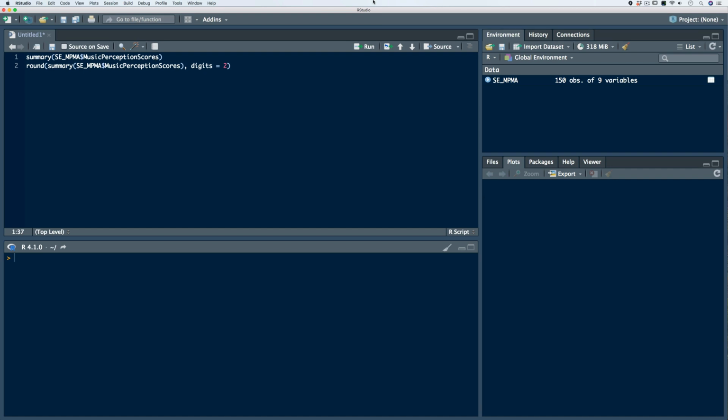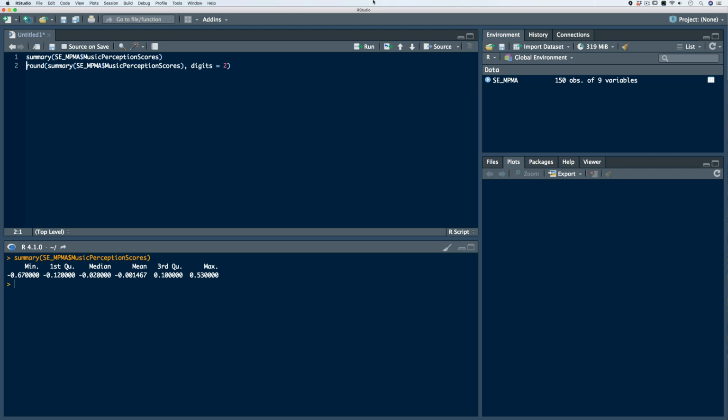Five-number summaries are another set of descriptive statistics that we can use to describe the distribution of a continuous variable that we may be working with. And we've seen this in passing in previous videos when we're working with continuous variables. If you recall, if we use the summary function on our continuous variable, in this example, let's take a look at music perception scores. Here we see the minimum value, the first quartile, the median, the mean, the third quartile, and the maximum value of the distribution.